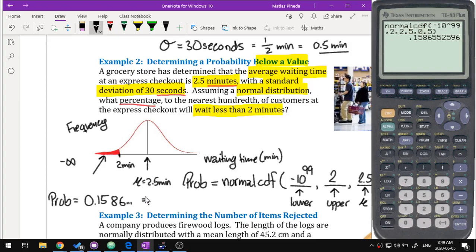And then if I take this and multiply it by 100, I'm going to get the percentage of people that will have to wait for 2 minutes or less. And they want this answer to the nearest hundredth, so 2 decimals, so it's going to be 15.87. So 15.87% of people that are in the express checkout will have to wait less than 2 minutes.